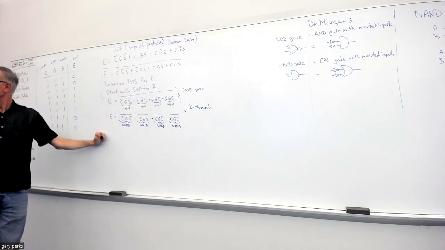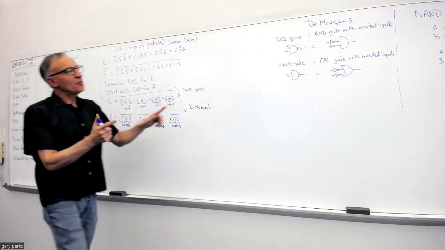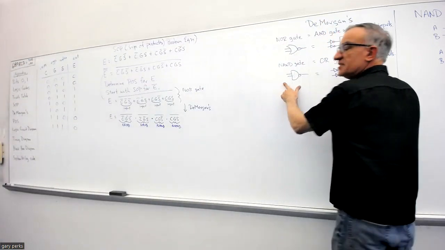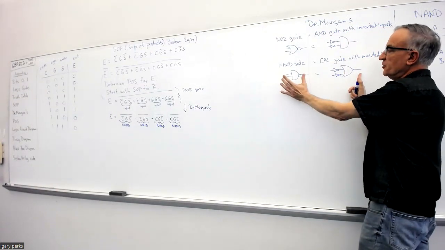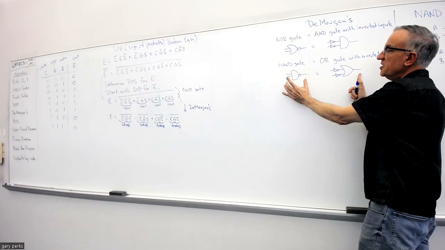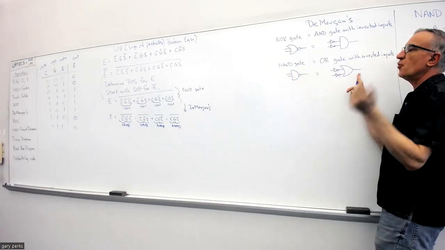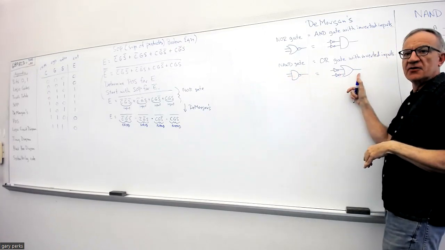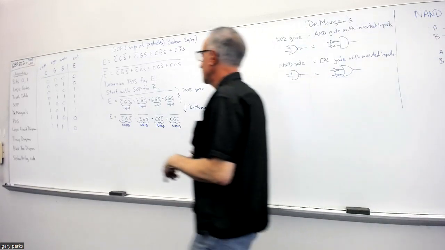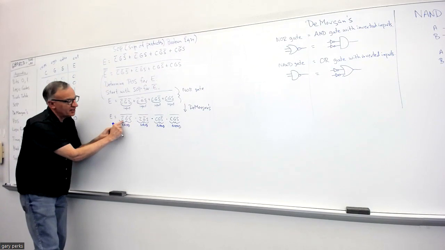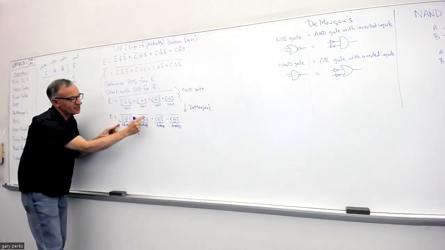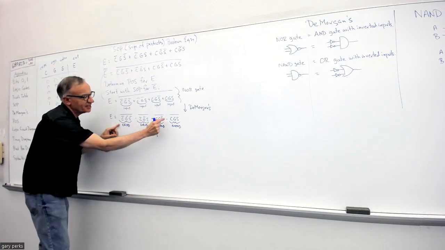Right, if everybody agrees? And now what we can do, by doing this step here, we'll end up with POS, as you'll see in a minute. We can use this part of De Morgan's, that a NAND gate is equal to an OR gate with the inputs inverted. So the inputs to my NAND gate are not C, not G, not S here, not C, not G, S here, C, G, not S, C, G, S.